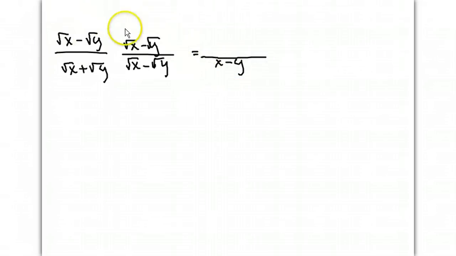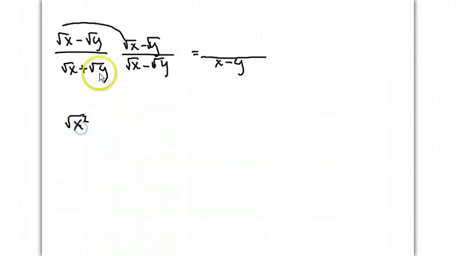The problem here, we're going to have to multiply the top out. So doing it on the side over here, we have square root of x times the square root of x, which gives us the square root of x squared. Then we have the square root of x times the square root of y, which gives us minus square root of xy. Then we have negative square root of y times square root of x, gives us minus the square root of xy.